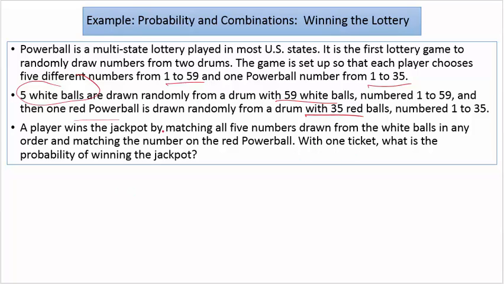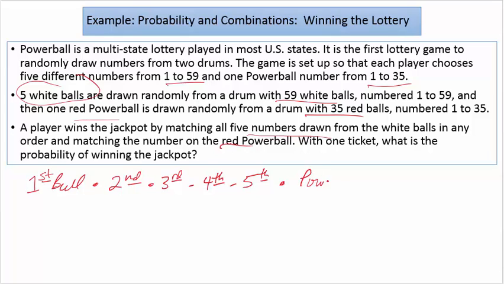So you win the jackpot if you match all 5 numbers drawn from the white balls in any order and then match the red Powerball. So with 1 ticket, what's the probability of winning the jackpot? Well, in order to win it, don't you need to get the first ball right? And that's times the second ball right, and you have to get the third ball right, and the fourth ball right, and the fifth ball right. And even if all those things happen, you have to get the Powerball right, don't you? That's what you'd have to do to win the lottery.